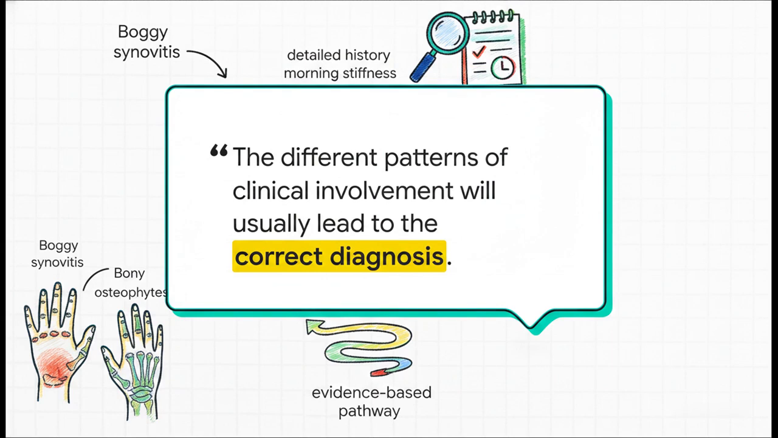But it leaves us with a pretty compelling question for the future. As we keep developing more advanced biomarkers and targeted immunotherapies, will we eventually be able to intercept and prevent these diseases before the very first joint ever aches?